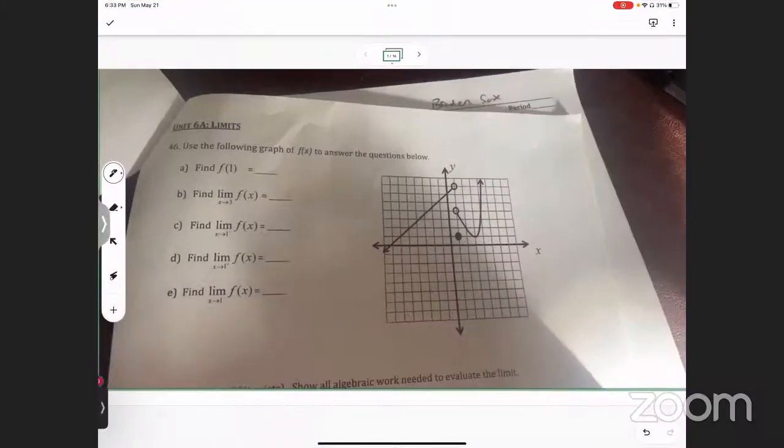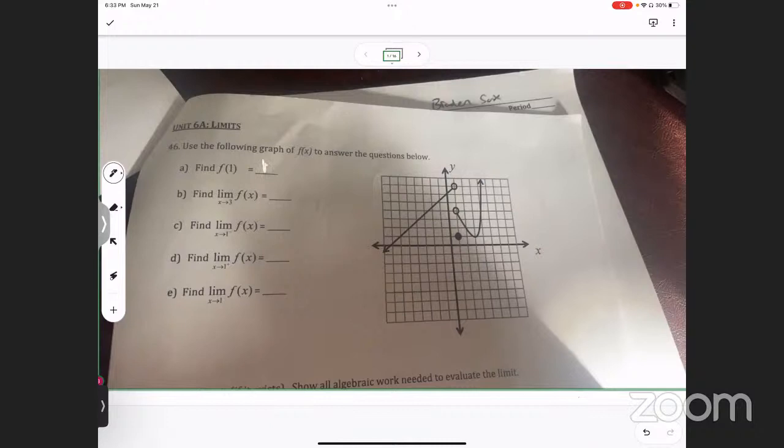So for this one, we have f of 1, which means the function value at 1. So you go to x equals 1. Where does it touch that line? It's right here, so it's 1. So f of 1 is 1.